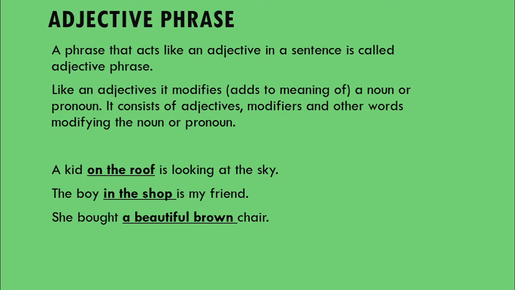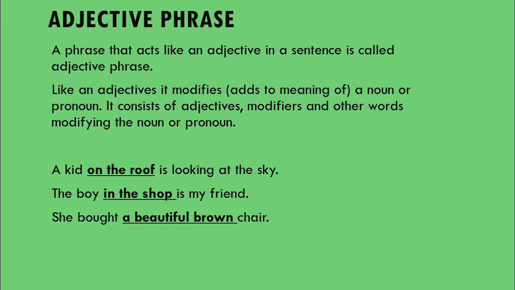For example, a kid on the roof is looking at the sky. The boy in the shop is my friend. She bought a beautiful brown chair. So in the very first example, a kid on the roof is looking at the sky. Here, the small part of the sentence, on the roof, modifies the noun kid. So this is an adjective phrase here.